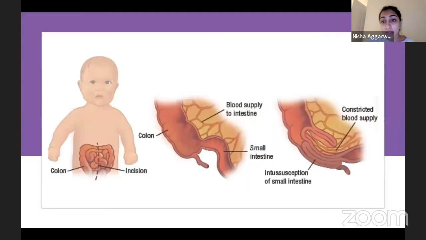Also, it seems like this child is obstructed. So as you can see from this picture, you've got complete obstruction of the bowel here, and it is likely that more and more bowel has come into this with the constricted blood supply, and that's what's completely occluded it. They're having the bile stained vomit and they're peritonitic.